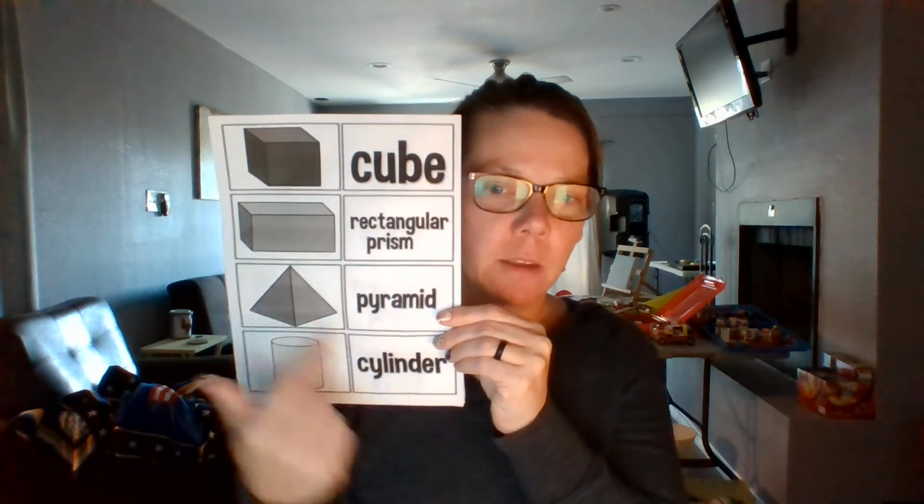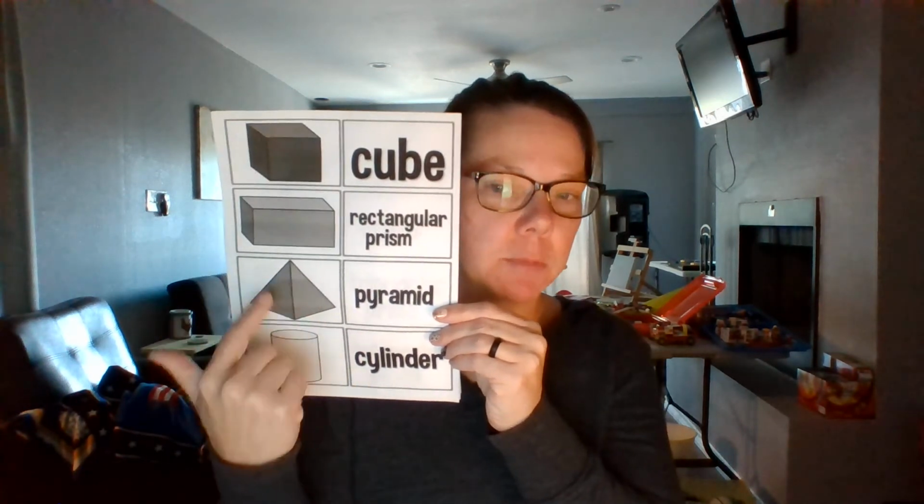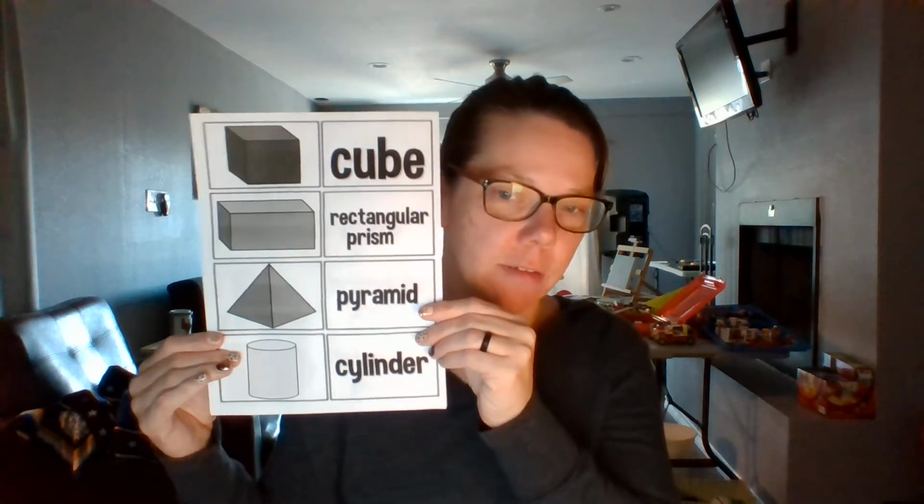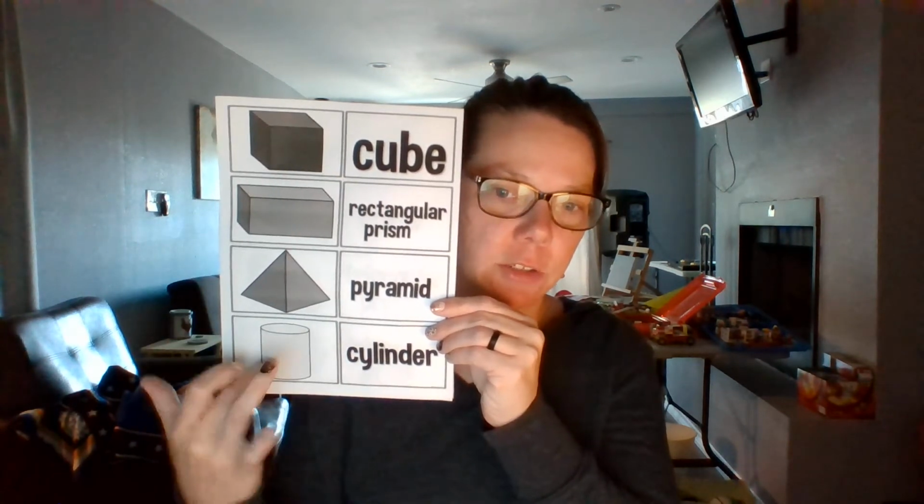Okay, we have a pyramid. A pyramid is made up of triangles. 1, 2, 3, and we have 4 triangles he's made up of. Okay, we have a cylinder. A cylinder is made up of circles on the bottom, and then he has no corners, no vertices. Okay, so it's a cylinder.